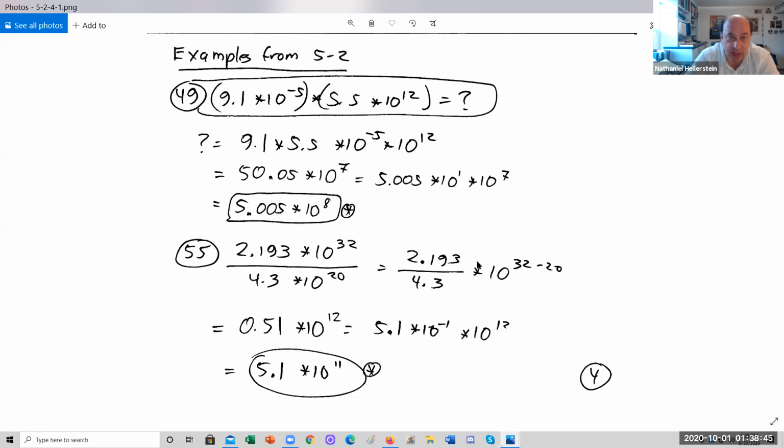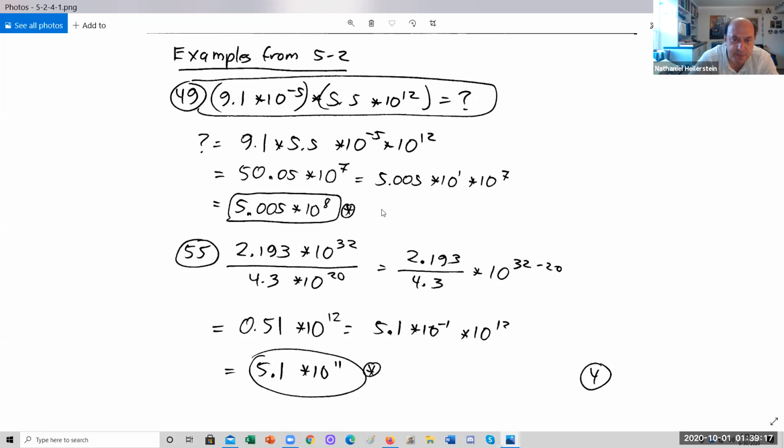I would do some examples. 9.1 times 10 to the negative fifth times 5.5 times 10 to the 12th. You would multiply the 9.1 and the 5.5 and get 50.05. You add the exponents here. Negative 5 plus 12 is 7. However, this is not in the right form, so we rewrite 50.05 as 5.005 times 10 to the first. That times 10 to the seventh, we add the exponents, and we get 5.005 times 10 to the power 8.